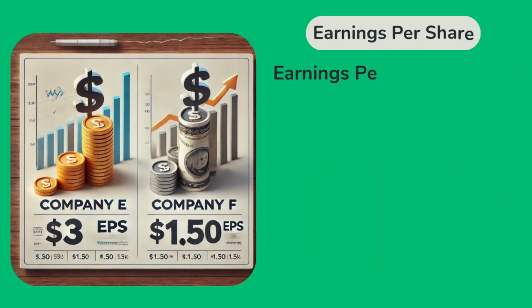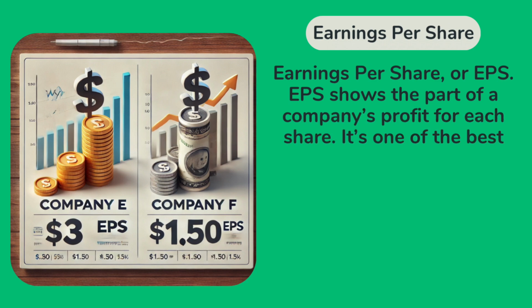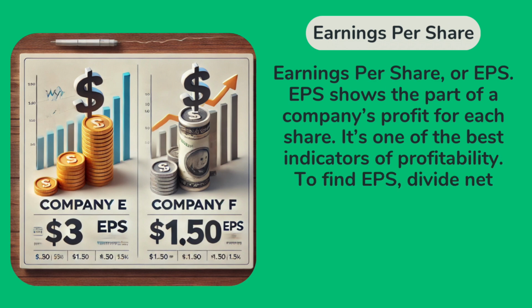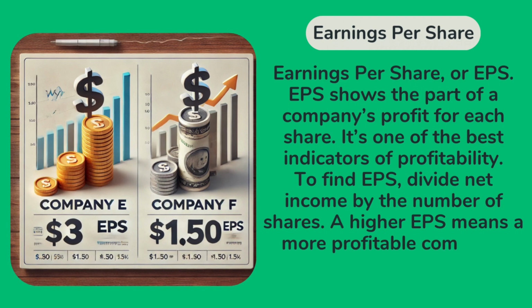Finally, let's look at earnings per share or EPS. EPS shows the part of a company's profit for each share. It's one of the best indicators of profitability. To find EPS, divide the net income by the number of shares. For example, if company E has an EPS of 3 rupees and company F has an EPS of 1.5 rupees, company E is more profitable per share, making it more attractive.